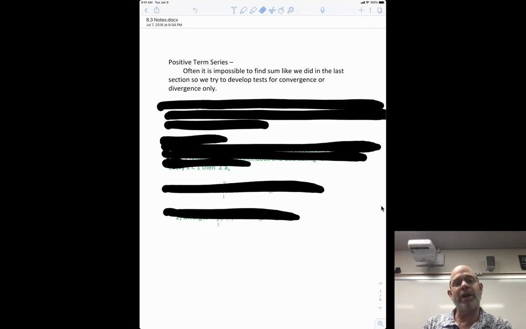Last section, you had some problems where you had to actually figure out what something added up to. Most of the time, we can't do that. Only nice little series work in such a way that we can actually figure out what they add up to. However, we can figure out whether they add up to something or not. We might not be able to figure out what it is, but we can figure out if it converges or diverges. So from here on out, no one's going to ask you to find the sum. We're just going to say, does the series converge or diverge?